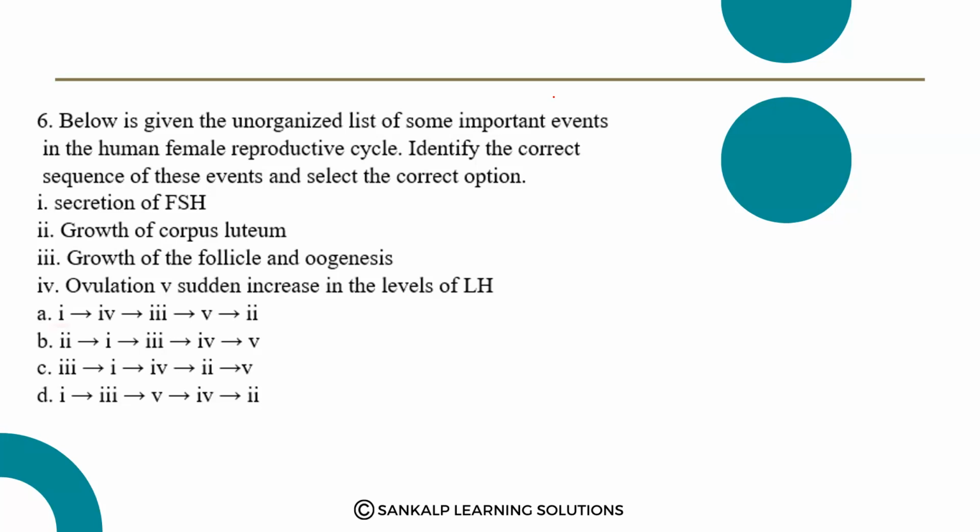So option D is: secretion of FSH, that is follicle stimulating hormone. Then third one, growth of the follicle and oogenesis. Then fifth one, that is a sudden increase in the levels of LH. Then after that, fourth one, ovulation. Then second one, growth of corpus luteum. So option D is the right answer, guys. Write down the question, write down the options, and then tick the correct answer. Once you are done, let me know.